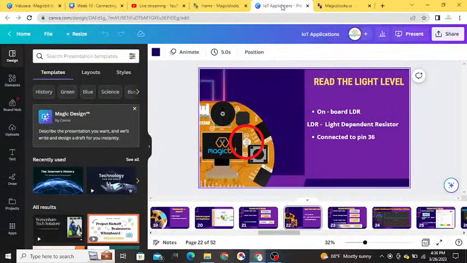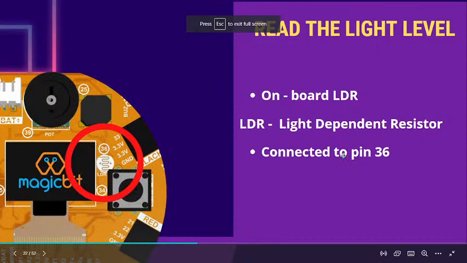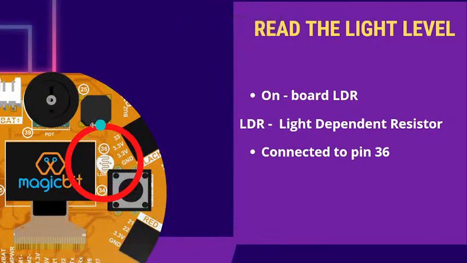To measure the light level around us, we are going to use the onboard LDR. That means in our Magicbit, they have connected the LDR to the Magicbit. So we don't need to use or buy a separate LDR for this. LDR means light dependent resistor, so the resistance within this resistor varies according to the light level. As this LDR is already connected to the Magicbit, we don't need to connect any hardware. We just need to program it in Magic Blocks.